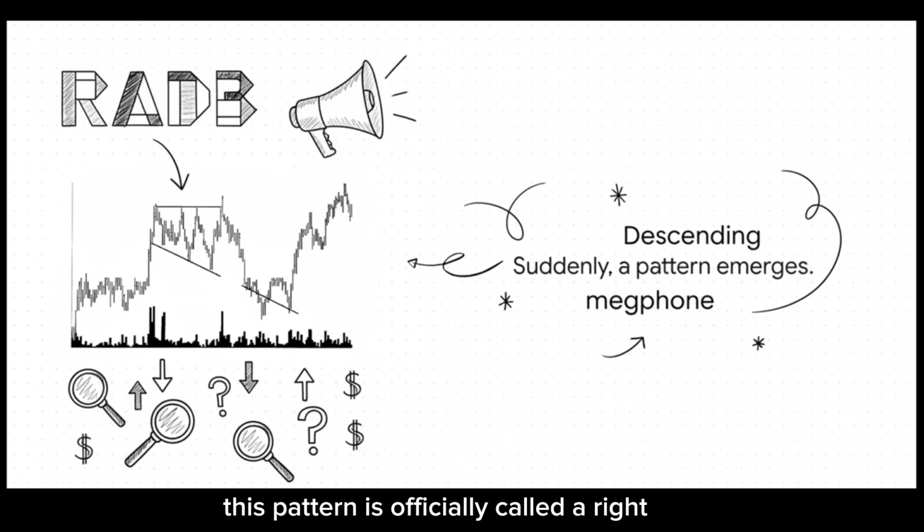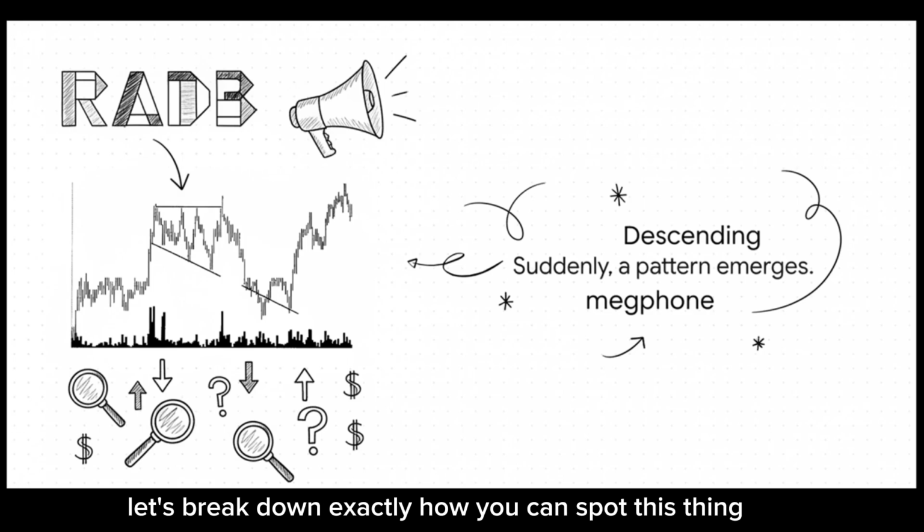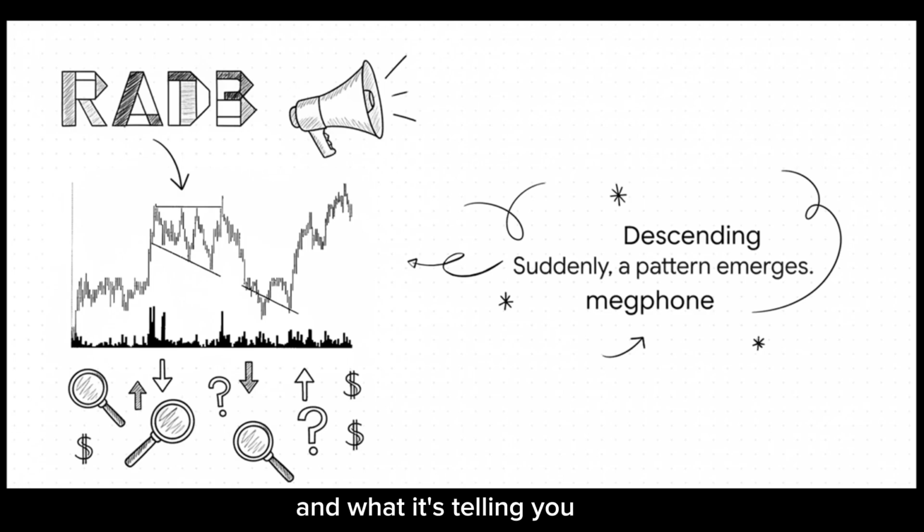This pattern is officially called a right-angled and descending broadening pattern. Yeah, it's a mouthful. That's why most traders just call it the descending megaphone. So let's break down exactly how you can spot this thing and what it's telling you.